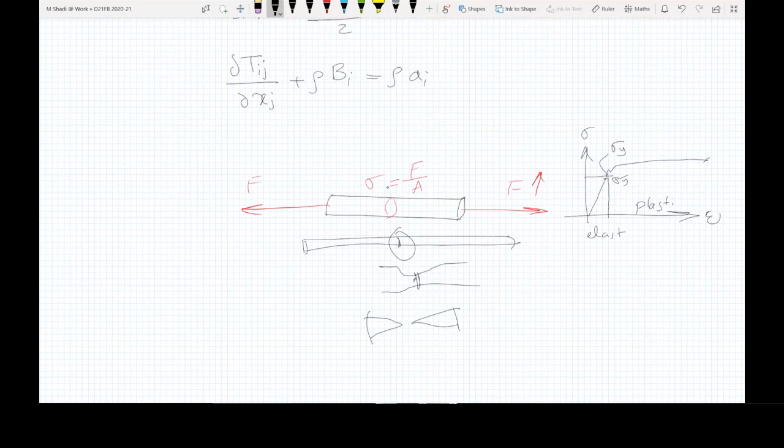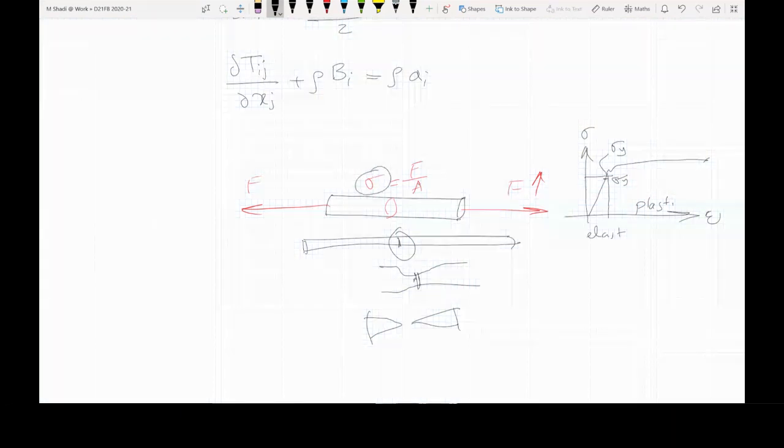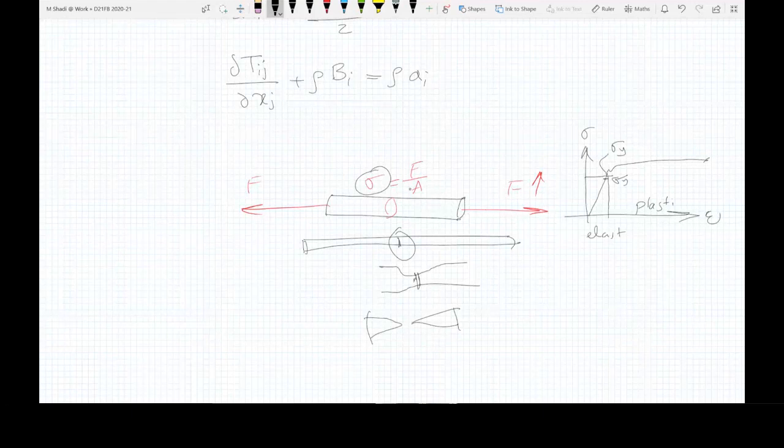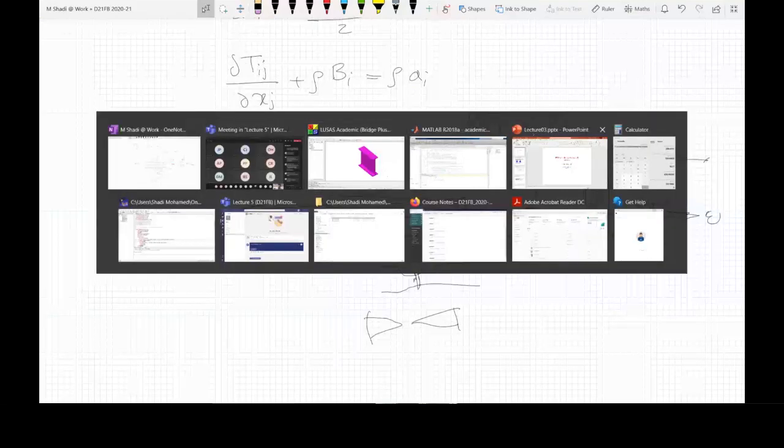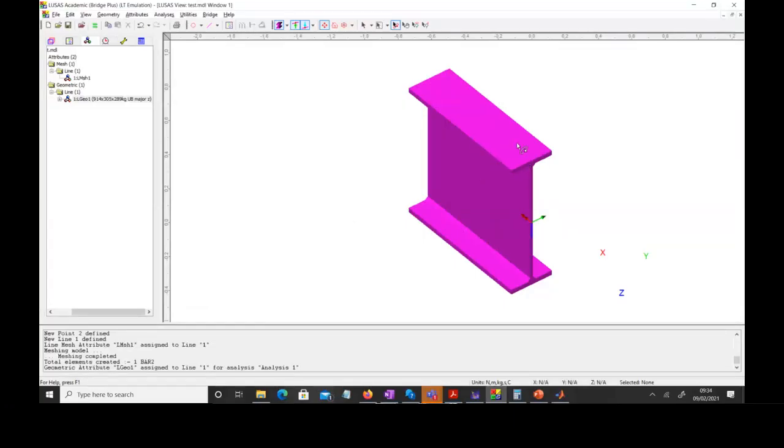Now, if you look into sigma y, you'll see that this is a normal type of stress. This is not a shear stress. And because of that, you can compare sigma y to the maximum principal stress. So if sigma y is larger than the maximum principal stress, sigma 1, then you know that the material is safe.